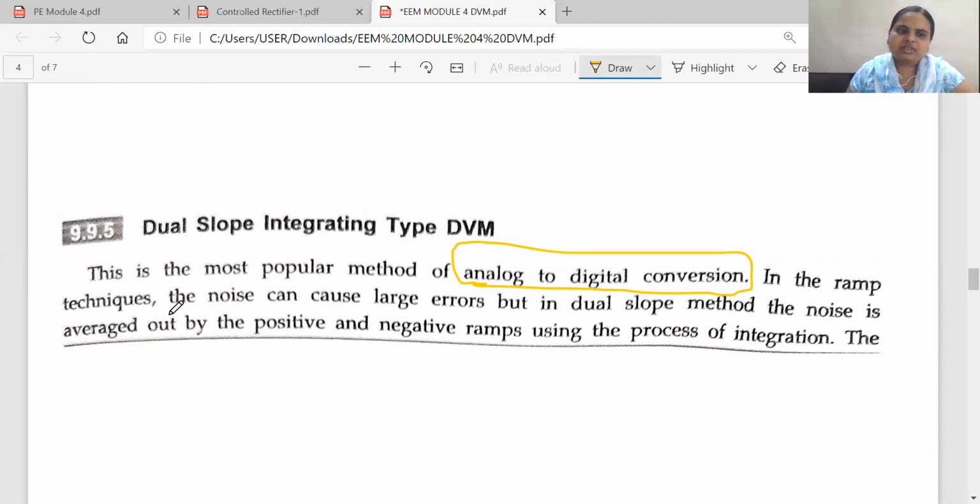In the ramp techniques, the noise can cause large errors. But in the dual slope method, the noise is averaged out. It goes in the positive way and also in the negative way, so the plus and minus cancel the noise by themselves. That's the method they follow in the dual slope integration type, averaged out by the positive and negative ramps using the process of integration.